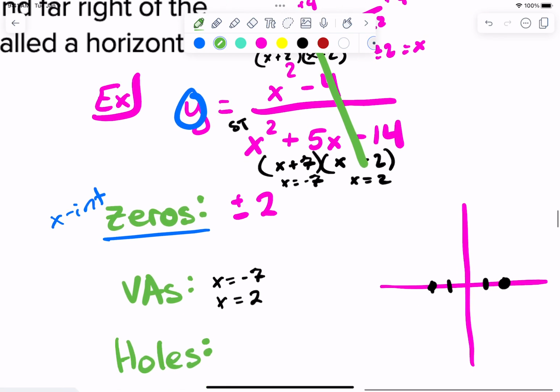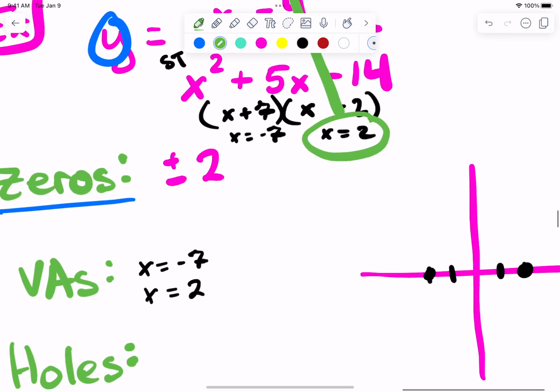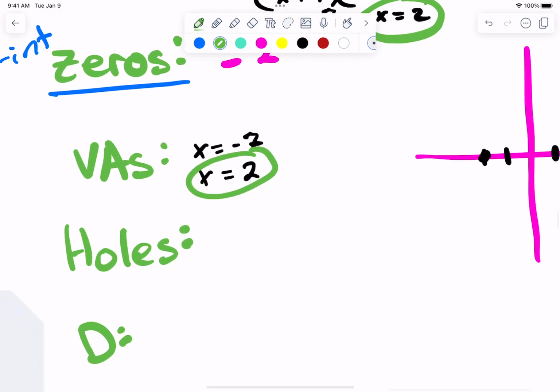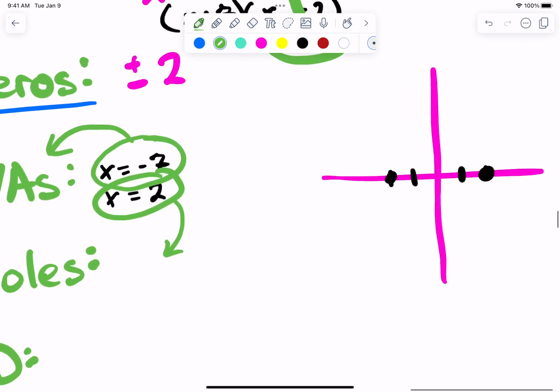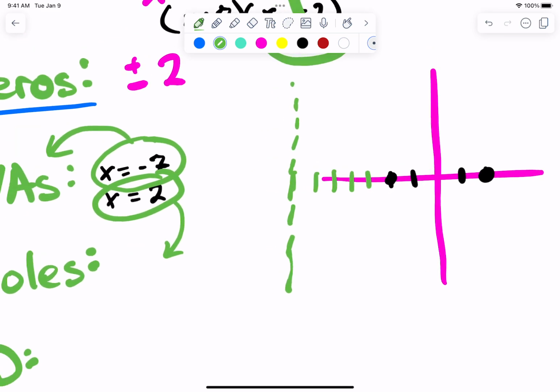So that means there's a hole at 2, right? At 2 right here, this is actually a hole instead. So the only vertical asymptote that I have is negative 7. All right, so I'm going to go over to negative 7. 1, 2, 3, 4, 5, 6, 7. There's my vertical asymptote. And this guy has a hole at 2. So this is not a closed circle. This is actually an open circle, right? For my graph. Does that make sense?